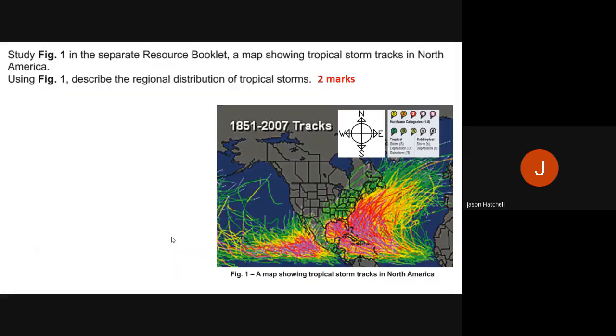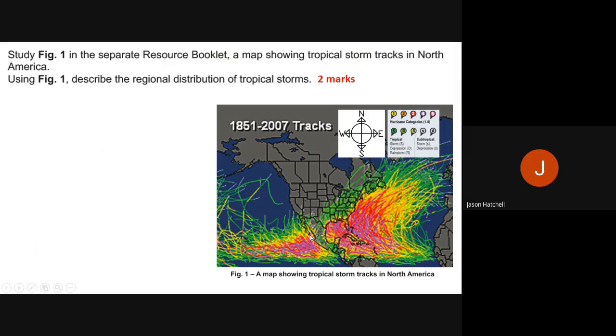So let's go through some exam questions and some examples of using different figures, maps, images, and data. First one is from Global Hazards, and it's particularly from the Weather Hazards Unit. And this was a question in 2018. And it gave you this figure, and it was a map showing tropical storm tracks in North America. And it asked you to use figure 1 to describe the regional distribution of tropical storms. And that's worth 2 marks.